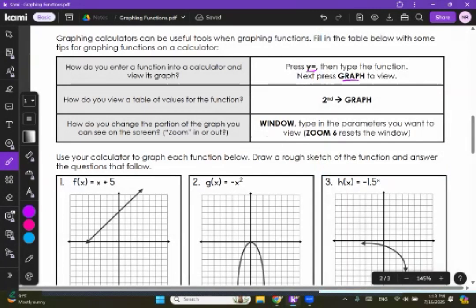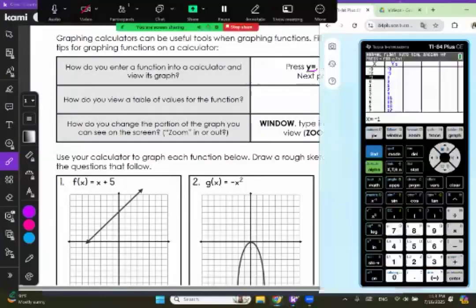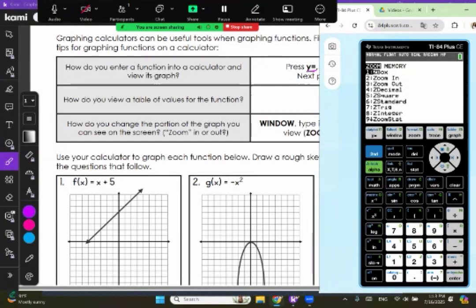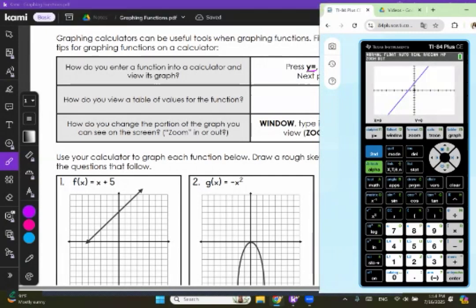You can either use the window to type the parameters you want, and Zoom 6 resets the window. In this class, most of the time, we're just going to use Zoom. We're going to use zoom in, zoom out. Anytime you use these features, I'm going to try to zoom in out. I'm going to put the 3. Notice it doesn't automatically zoom out for you. You have to push enter and it'll zoom out. But if you sit there and mess with it for a long time, you're going to find yourself a little lost.